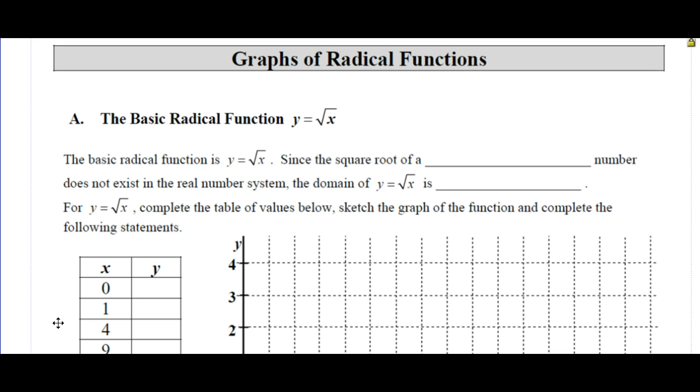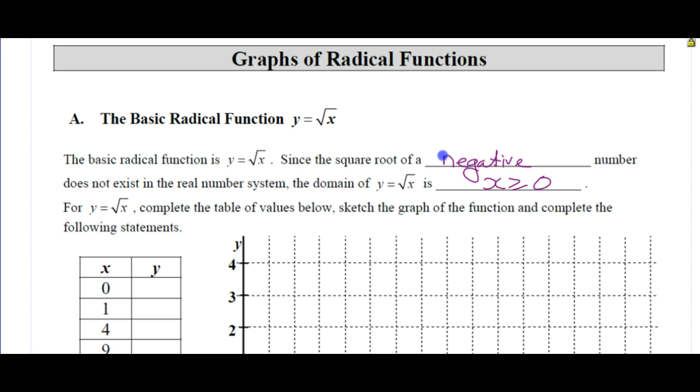We're going to do the same thing with the basic radical function, which is y equals square root of x. It's the square root of a blank number. What kind of number does not exist? The square root of a negative number does not exist in the real number system. Then the domain is, what's the domain? x is greater than or equal to 0.